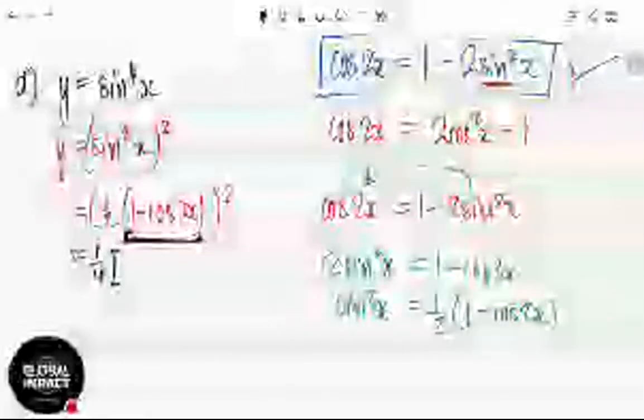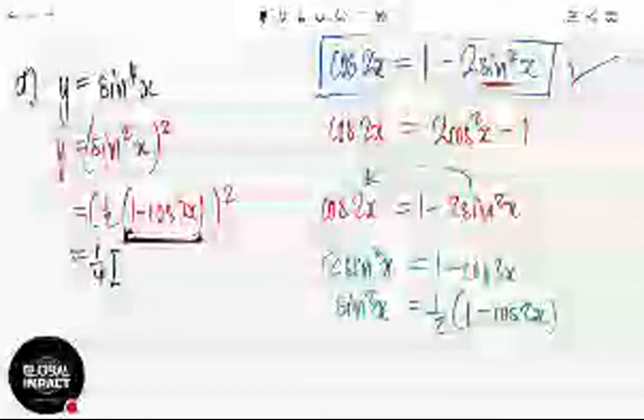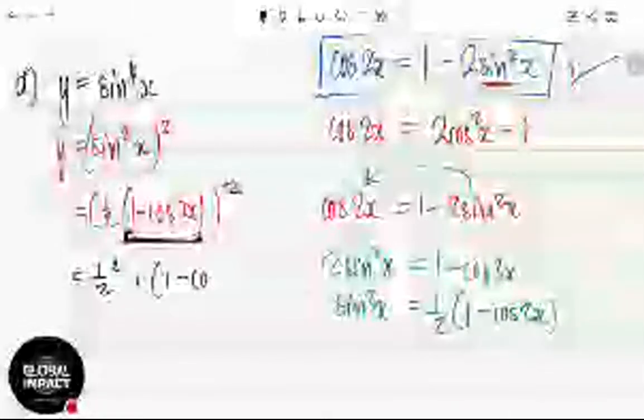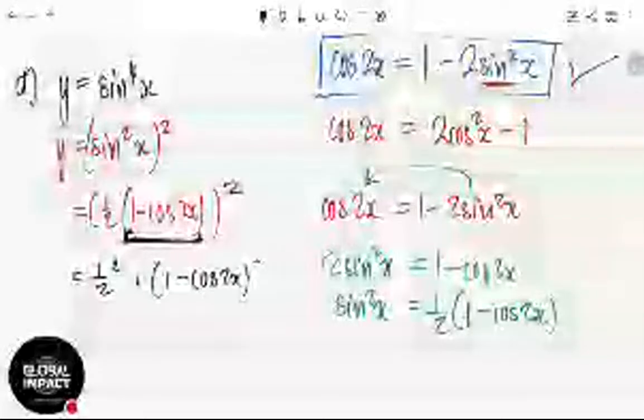When you are squaring 1 minus cos 2x, what happens? You square 1. This is how you square a number. Because here it was squared. It was half squared times 1 minus cos 2x all squared. I hope now you people can see here.